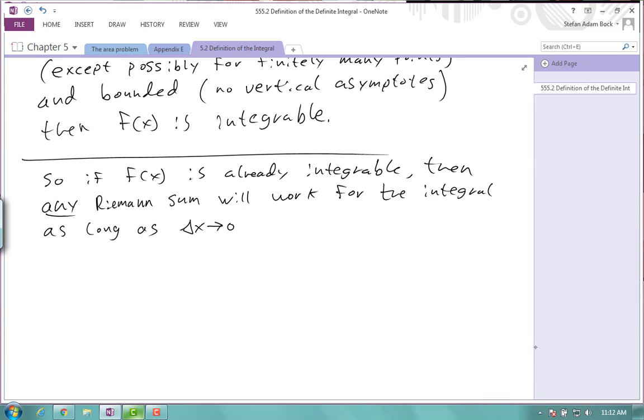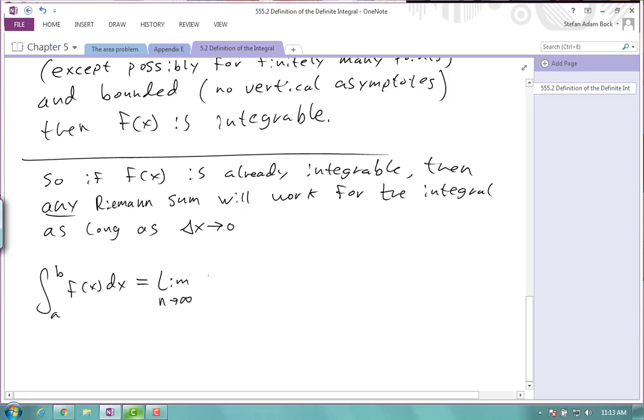So what this means is that the integral from a to b of f of x dx is equal to, I can use either my left or my right or my midpoint formulas for Riemann sums. My favorite is the right hand, so I'm going to start with that one. Limit as n goes to infinity of the sum i equals 1 up to n. Here the delta x is just b minus a over n.